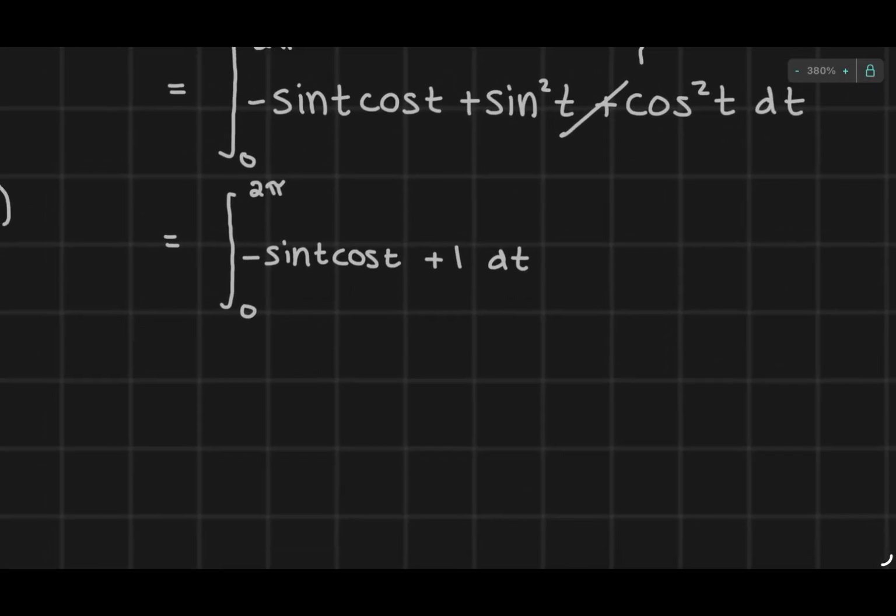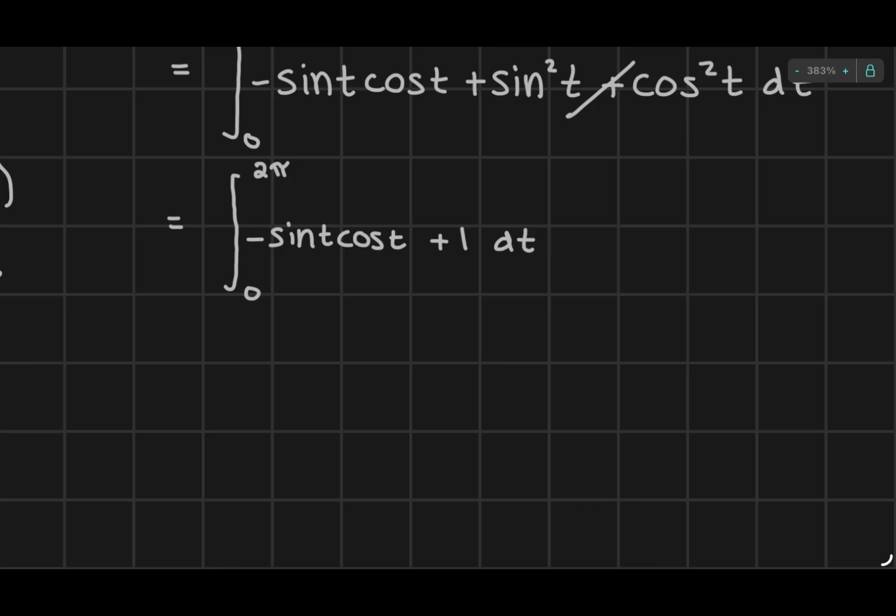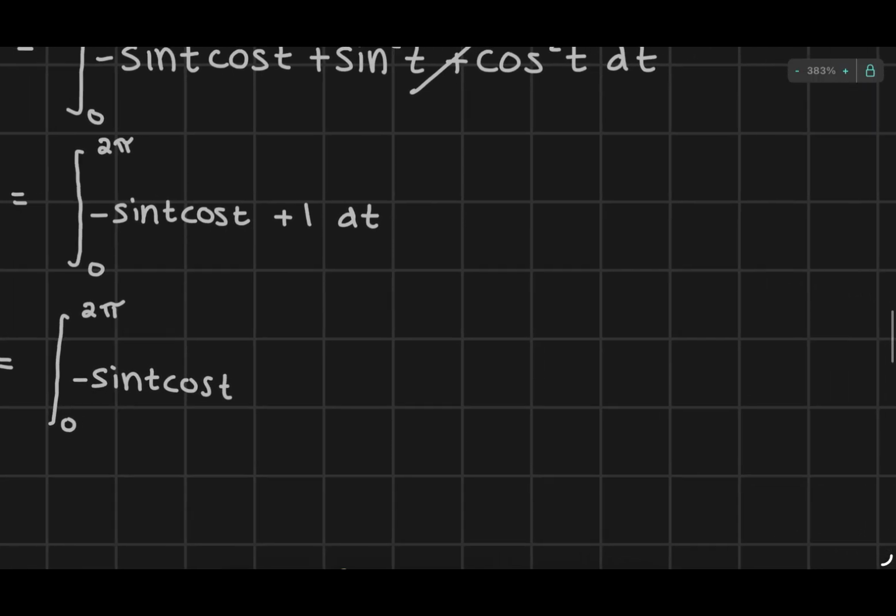And just kind of finishing our integral off here, we might as well just split this into two different integrals. We'll go from 0 to 2 pi of negative sine t cosine t dt, plus the integral from 0 to 2 pi of 1 dt. Forgot my differential there.